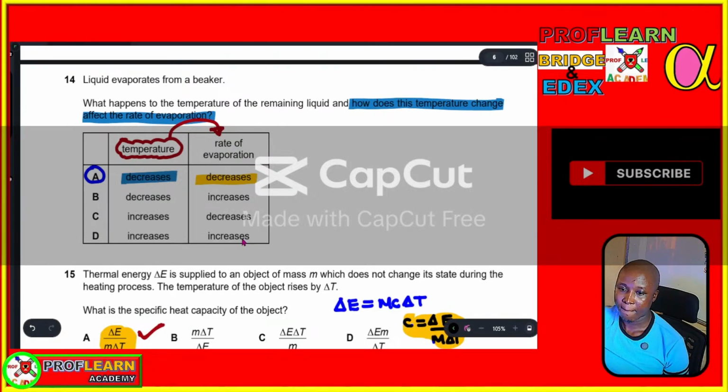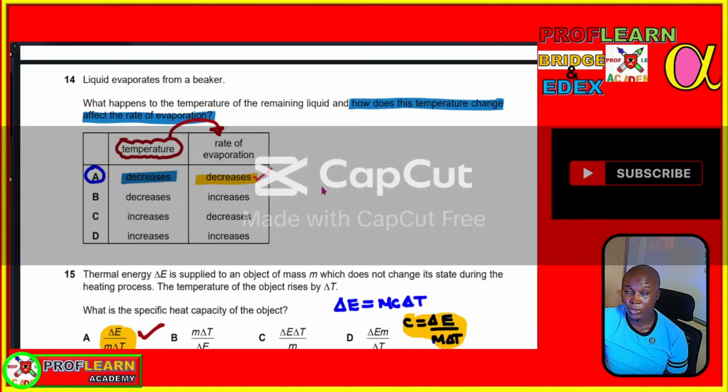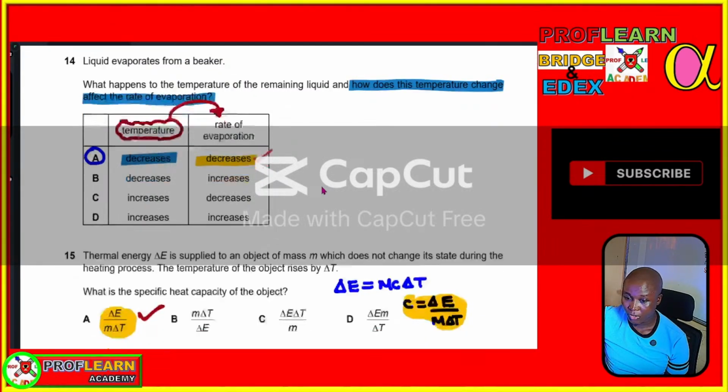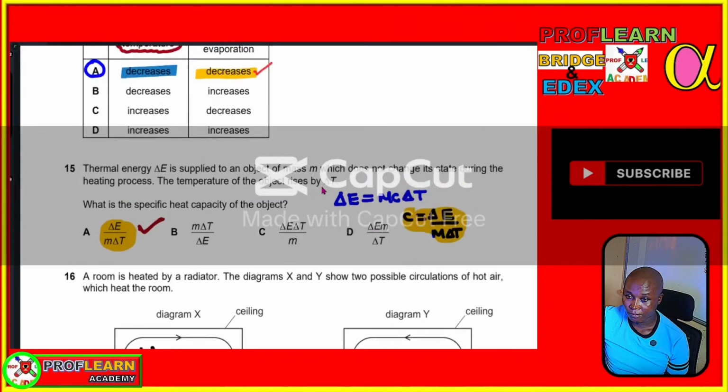Question number 14, liquid evaporates from the beaker. What happens to the temperature of the remaining liquid, and how does this temperature change affect the rate of evaporation? So how does temperature affect rate? If you decrease temperature, you are going to decrease the rate of evaporation, because the molecules will have low kinetic energy for them to escape from the water surface. So the correct answer is going to be A.